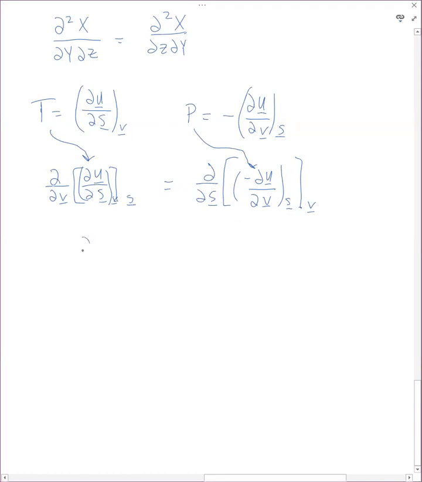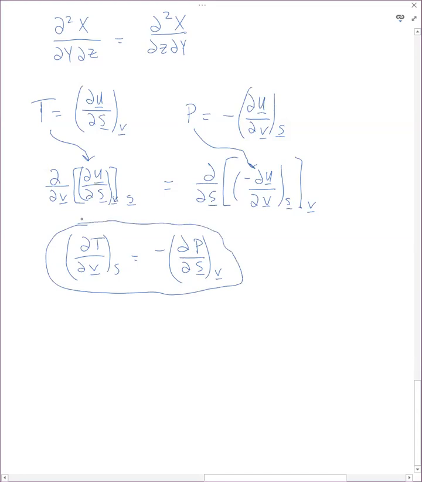So in other words, I could say that dT/dV at constant S is equal to minus dP/dS at constant V, which you might recognize as one of the Maxwell relations. So this is a Maxwell equation. This is our first Maxwell equation. And I can go through and do that for the other four fundamental property relationships that I just introduced.